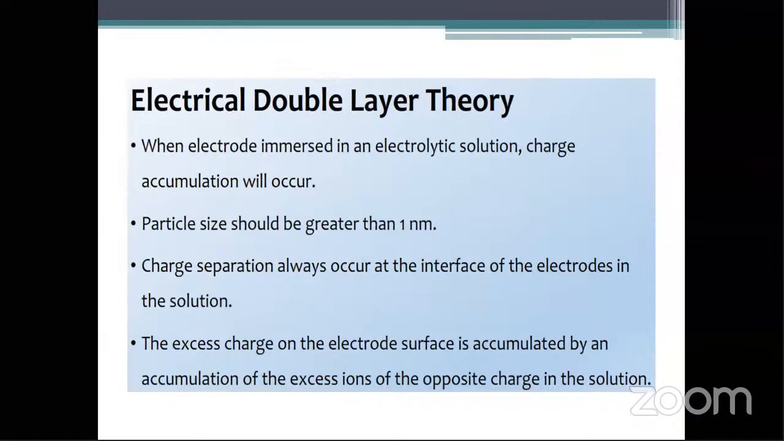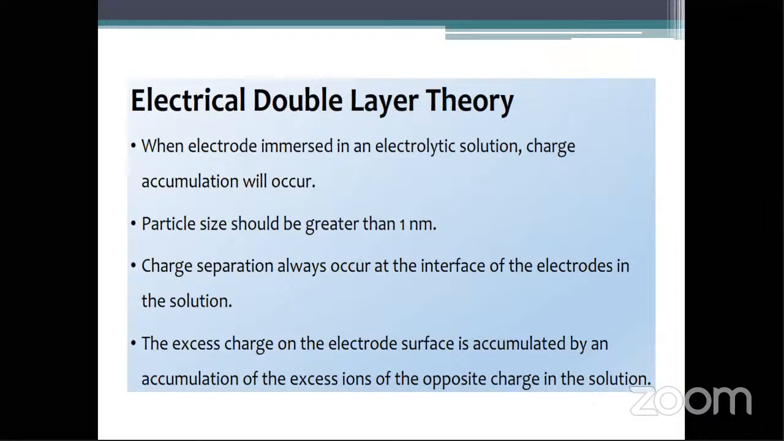Now, what is the theory behind this? When any electrode is immersed in an electrolyte solution, charge accumulation will occur, and the particle size should be greater than 1 nanometer. In this case, charge separation always occurs at the interface of the electrode in that particular electrolyte solution. The excess charge on the electrode surface is accumulated by an accumulation of excess ions of the opposite charge in the solution.